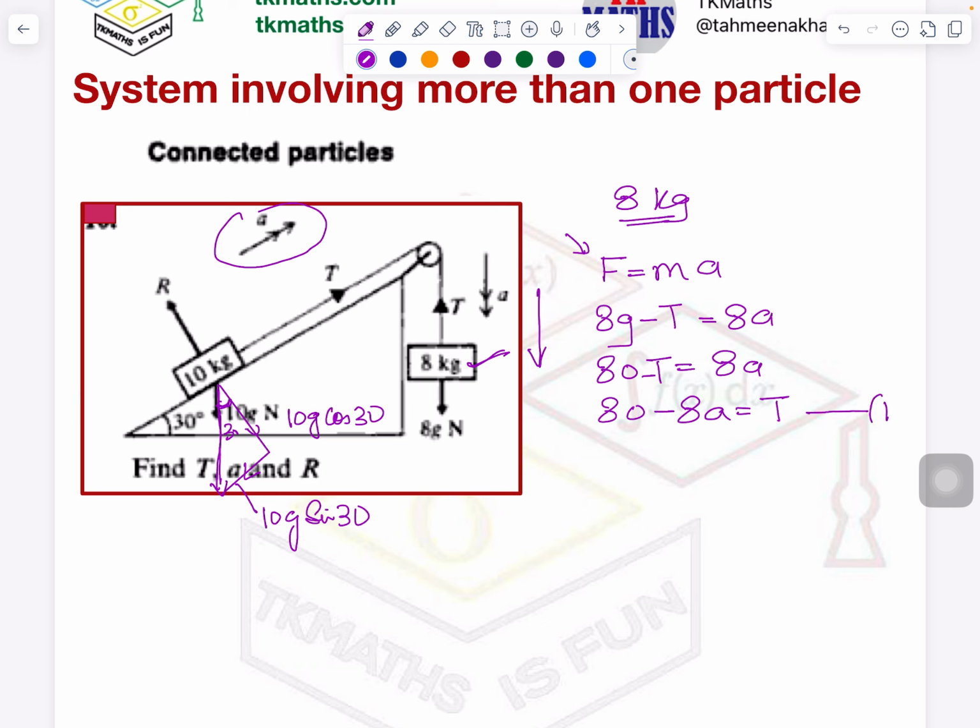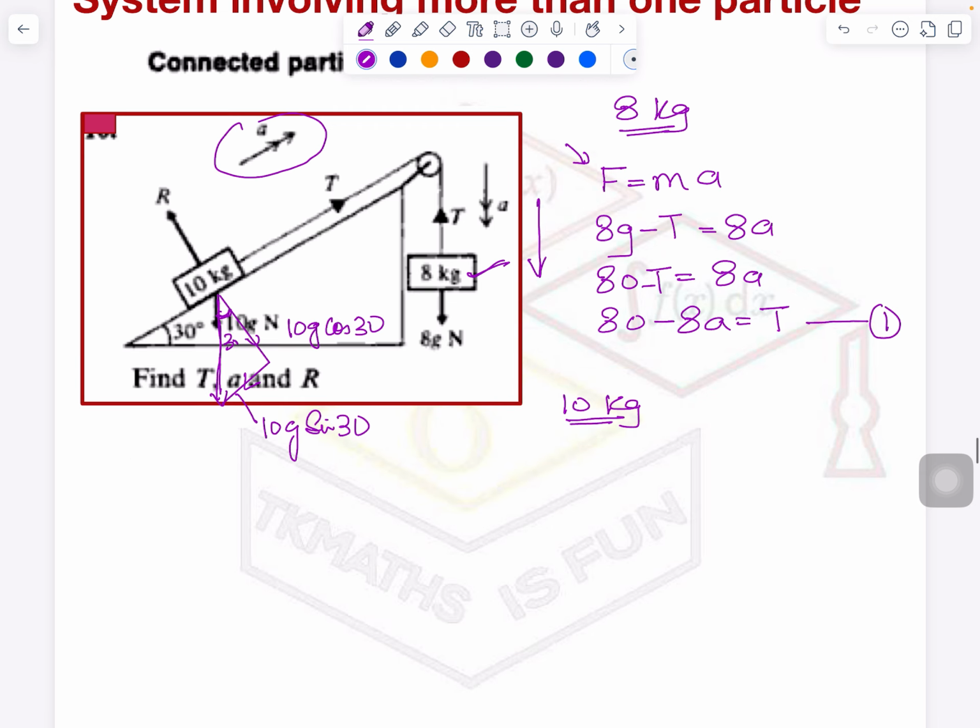Because you have to find out tension and acceleration both, you will make two equations. Now I will make the other equation at 10 kg. Since there is no motion happening perpendicular to the plane, I can say R, like this force, is equal to this force. So R equals 10g cos 30. So R equals 86.6 Newton.